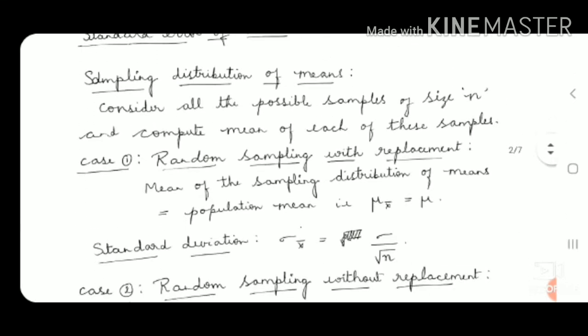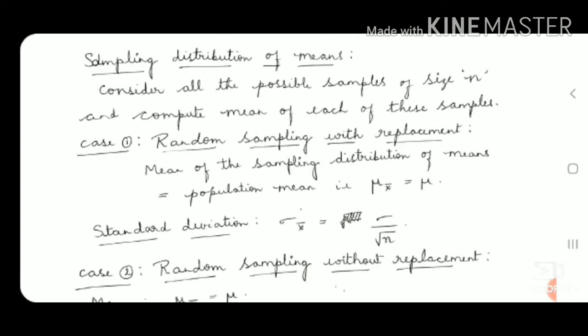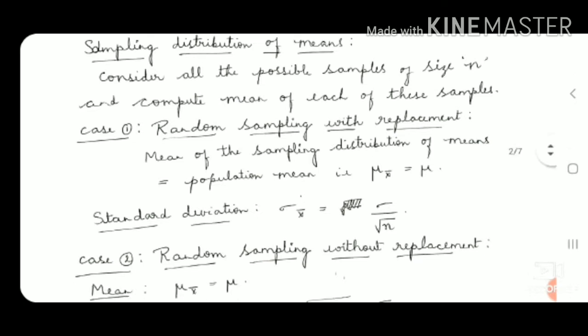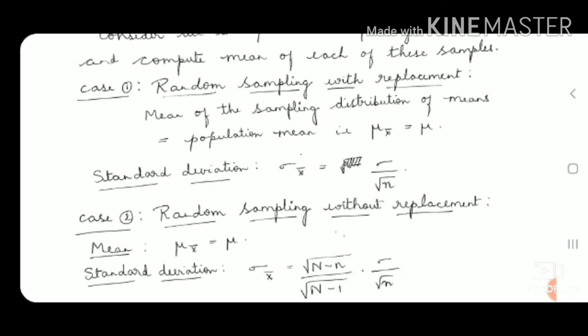The formula for the sampling distribution of means in regard to random sampling with replacement: the mean of the sampling distribution is the same as the mean of the population, that is mu x bar is the same as mu. The standard deviation sigma x bar is the same as sigma by root n, where n is the sample size.